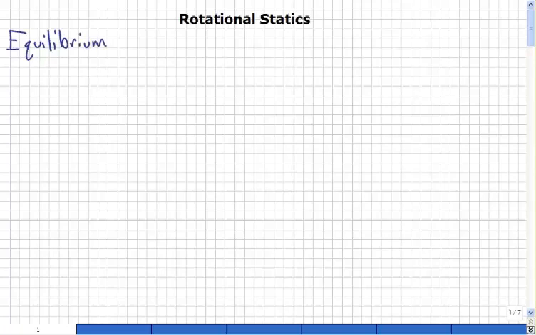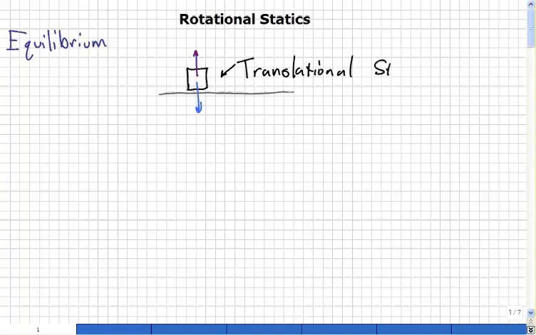So, static equilibrium, in the sense that we've been talking about thus far, generally meant that we had some object where all the forces acting on it added up to be 0. And as a result, there was no net force, so the thing was not in motion. And this is actually referred to as translational static equilibrium.